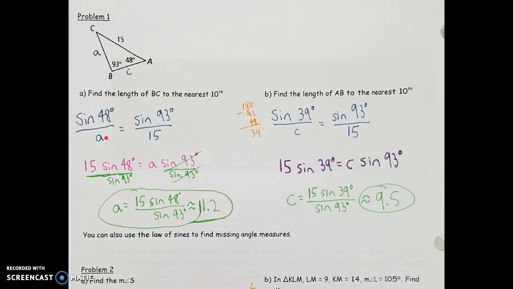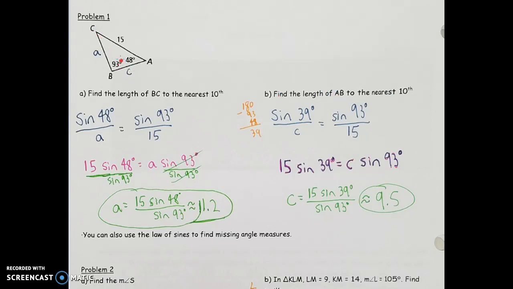If I'm solving for a, I can cross multiply as a first step. So 15 times sine 48 degrees equals a times sine 93 degrees. Then I can solve for a by dividing out that sine expression. We have to remember that every time we divide, we can't just divide by the 93; we've got to divide by that entire sine function. So divide both sides by the sine of 93, and we've got a isolated. So a would be 15 sine 48 all over sine 93. If we punch that into our calculator, to the nearest tenth that would be about 11.2. So now trying the same thing, but this time trying to find the length of AB.